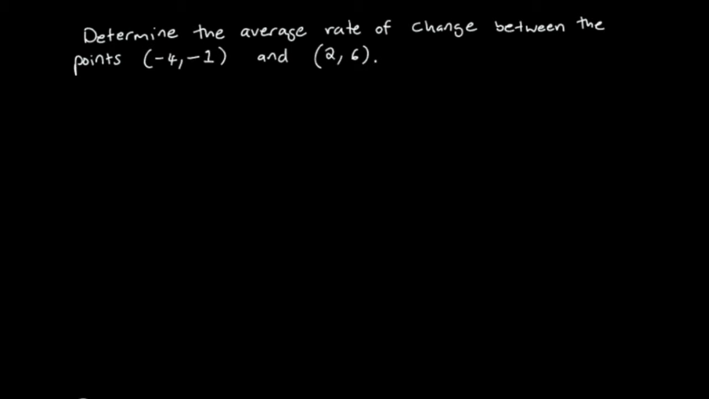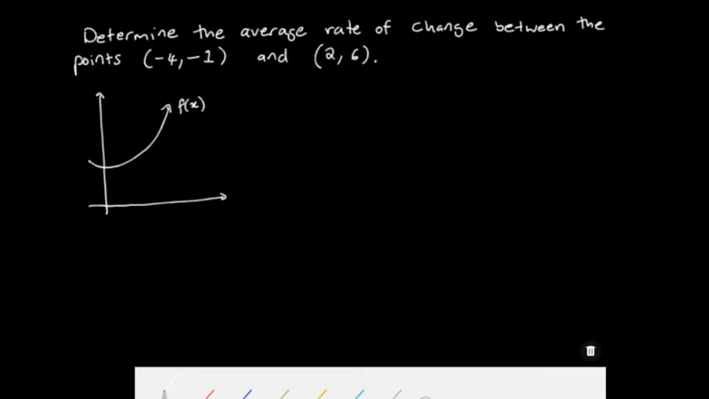All right, let's say we wanted to look at the average rate of change between 2 points on a graph, right? So here, let's say that this is a graph, and we have a function. Call this function f of x. And I want to just take 2 arbitrary points on this function.